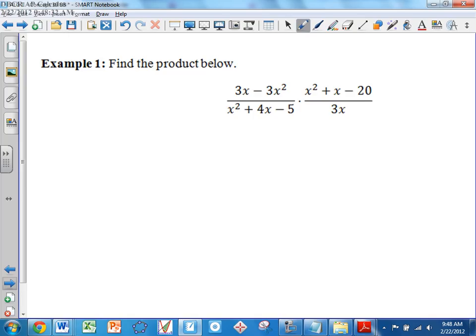In this problem, you're going to take a look and notice right away, there's no division, so we don't have to worry about that. So right away, what do you start by doing? Factoring. So start by just rewriting your fraction lines. And factor.